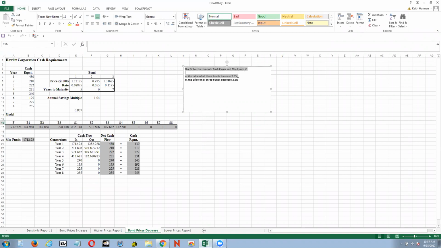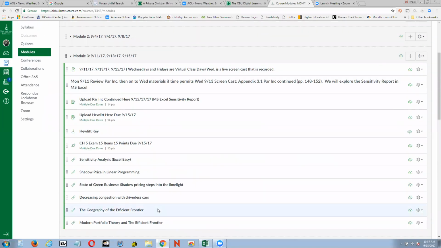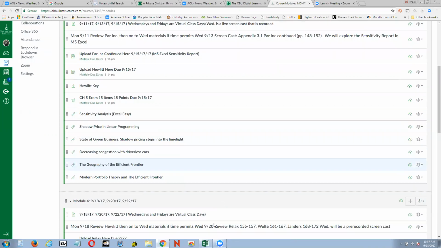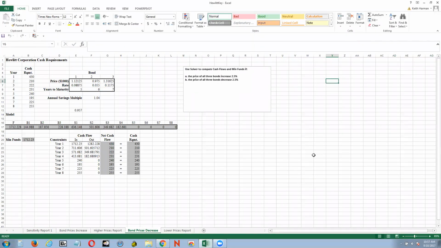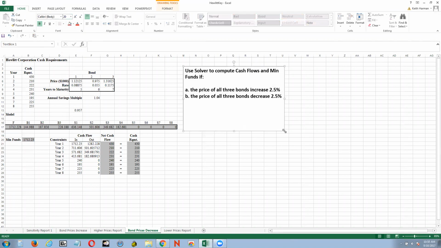Now, what you'll want to do is go over there and see the B module 3, and you'll see the Hewlett key, and it's published now, so you can take a look at it, and then we'll go from there. Now, I'm going to increase that up just a little bit. It's a little bit more obvious. And find the Hewlett case.